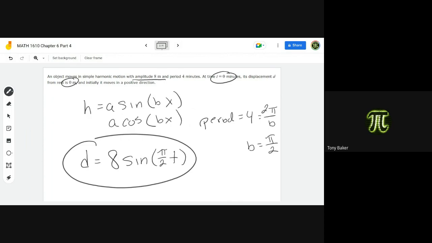Why does it weaken by The period, the formula is 2 pi over b. Yeah. So if I solve this, I get 4b equals 2 pi, divided by 4. So b equals pi over 2.